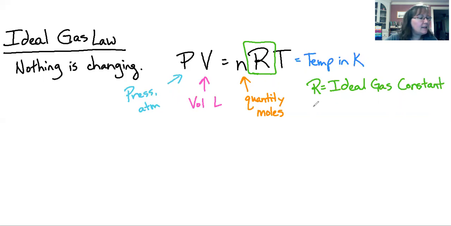And the ideal gas constant, and you'll see this in different places. I want you to use this one because it has 4 significant figures. It's 0.08206. And the units are liter atmosphere per mole Kelvin.